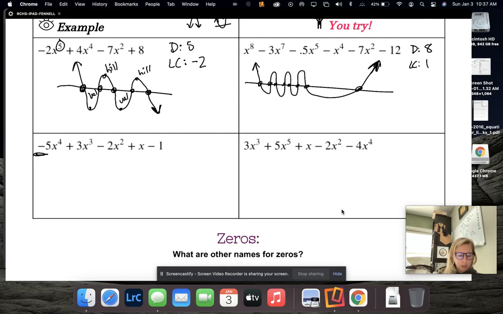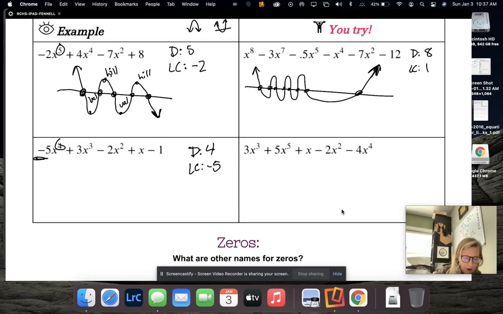Negative leading coefficient, degree 4. So degree 4 means arms together. Leading coefficient is -5, meaning that the arms will be facing down. So then we have arms down, and we know we need 3 hills and valleys. 1, 2, and 3. That is an approximate of what this degree 4 polynomial might look like.